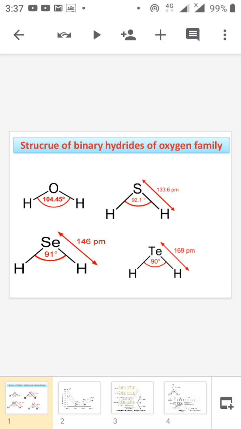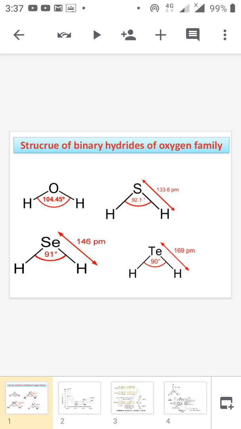This decrease is mainly due to the presence of the lone pair on the central atom, that is, the element of the oxygen family. We know that the repulsion between lone pairs is slightly higher than lone pair-bond pair repulsion, which is greater than bond pair-bond pair repulsion. So it is mainly due to the lone pair-bond pair repulsion that the bond angle is reduced a little bit from that of tetrahedral geometry.